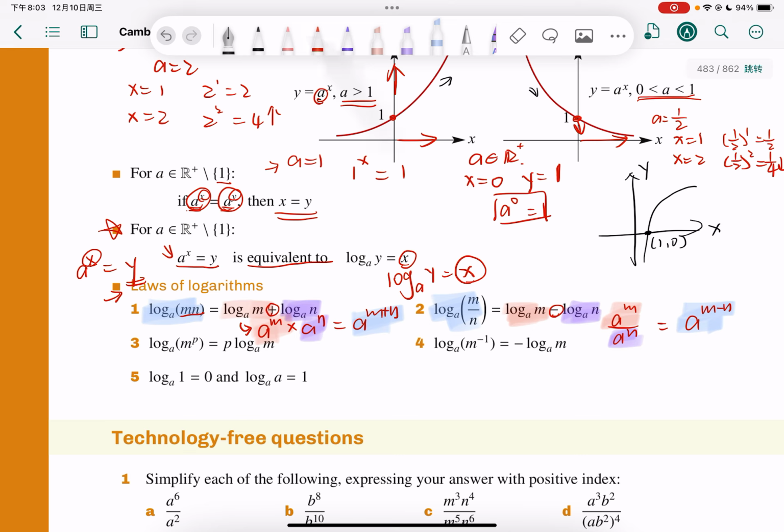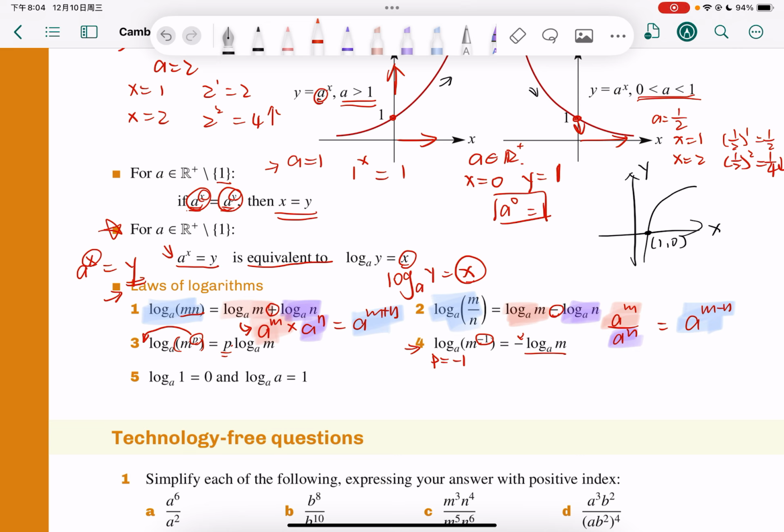Point 3 is pretty special. If we have log a of m to the power of p, we can take the p down to the front, which becomes p times log a m. Similarly, point 4 is a special case of point 3. If we have p equal to negative 1, then we can take the negative 1 down, and it becomes negative log a m.